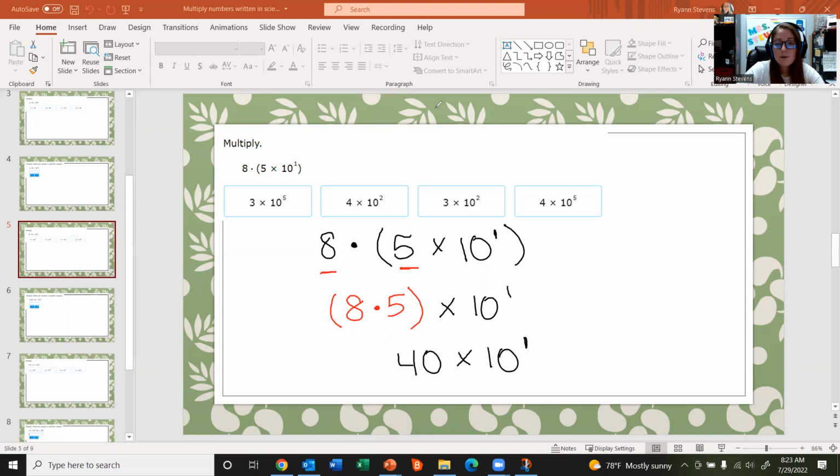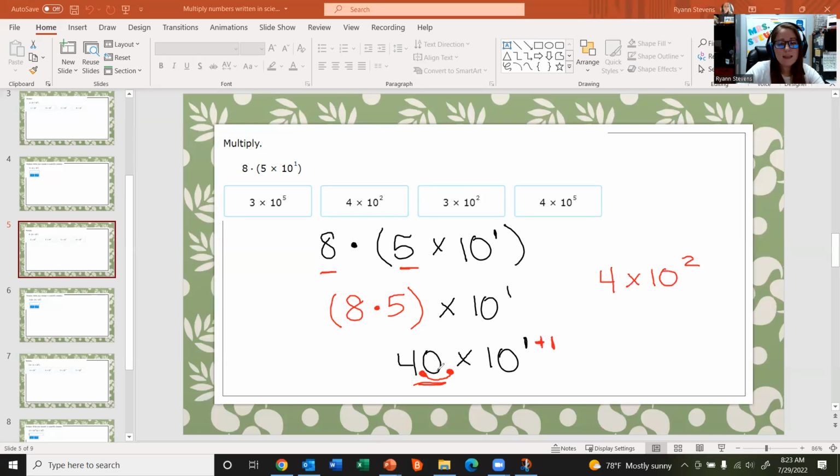But we have to remember this number here has to be greater than 1, but less than 10. So I'm going to take this decimal that I have here and I'm going to move it over one place to be between the 4 and the 0. But then I'm going to take this exponent and I'm going to add 1. So that's going to give me my answer of 4 times 10 to the second power.